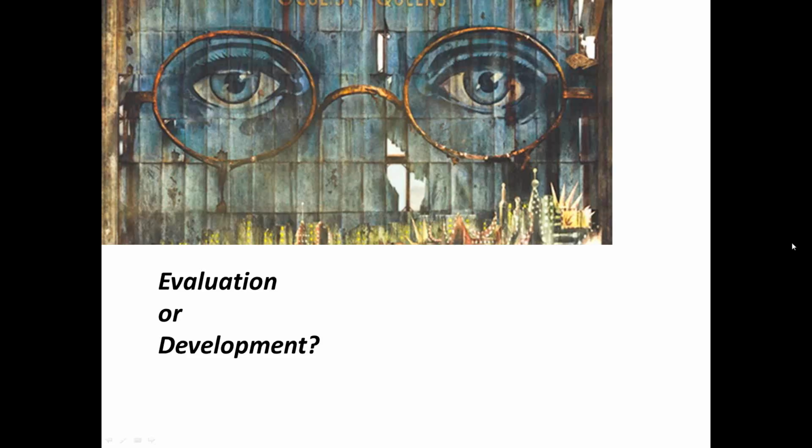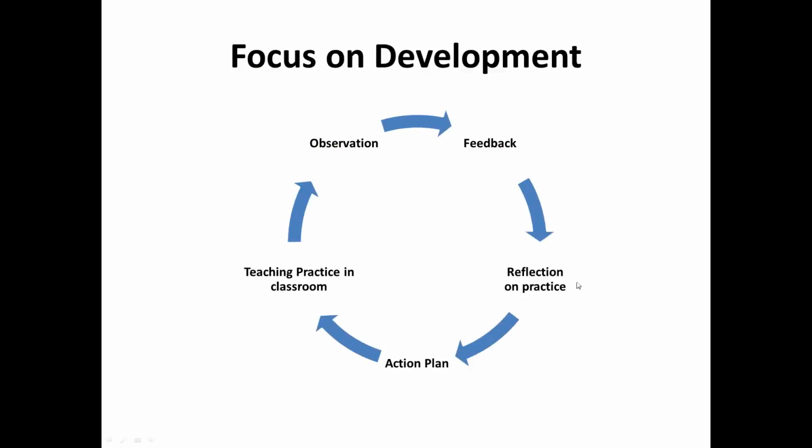The image I've got there is of T.J. Eckleburg from The Great Gatsby, the all-seeing eyes. And again, evaluation or development. For this section, we're going to focus on development. Now, the conversation you've started with the teacher before observation can set you up very nicely for the feedback stage.